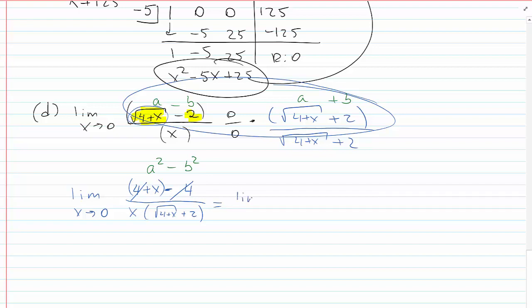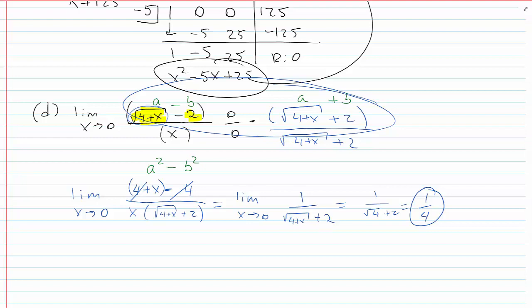And then you're left with the limit as x approaches 0 of 1 over the square root of 4 plus x, and then plus 2. You see what happened is that we just reduced the 4 first and then the x, the one that gave us an undefined denominator. But then once you substitute 0, you get 1 over the square root of 4 plus 2, which will be a quarter. Okay?